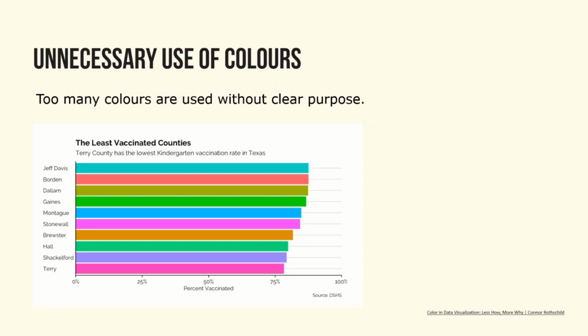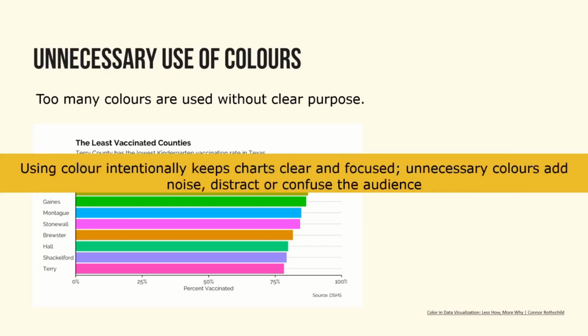So why would you label and also color each one of these bars differently? There is no reason here. Adding all these different colors is creating noise for a user who may struggle to understand what is the main site here. So we need to use color intentionally to keep our chart clear and focused. When we add unnecessary colors, we also introduce noise.